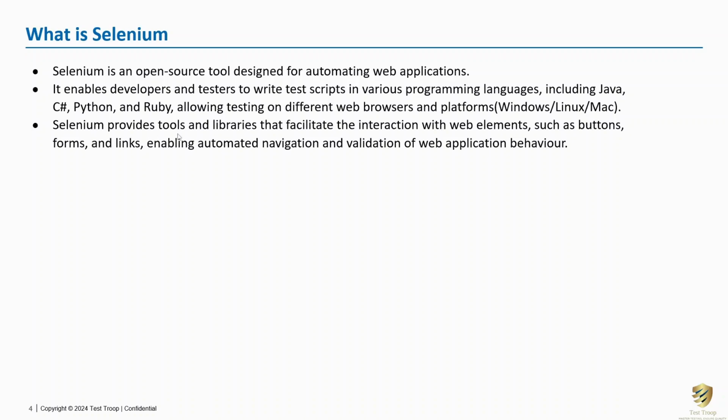Selenium provides the tools and libraries that facilitate the interaction with web elements. So it provides a set of libraries to interact with the web elements such as buttons, forms, links, enabling the automated navigation and validation of web application behavior.